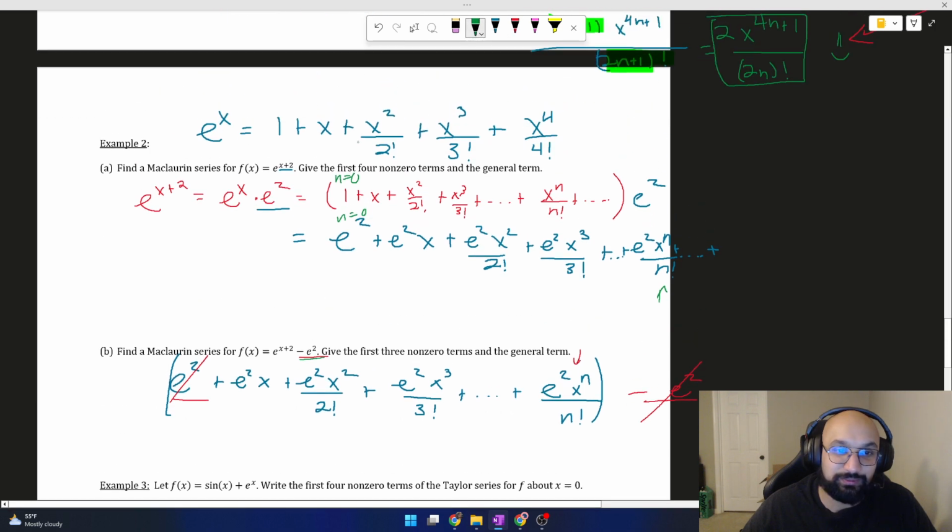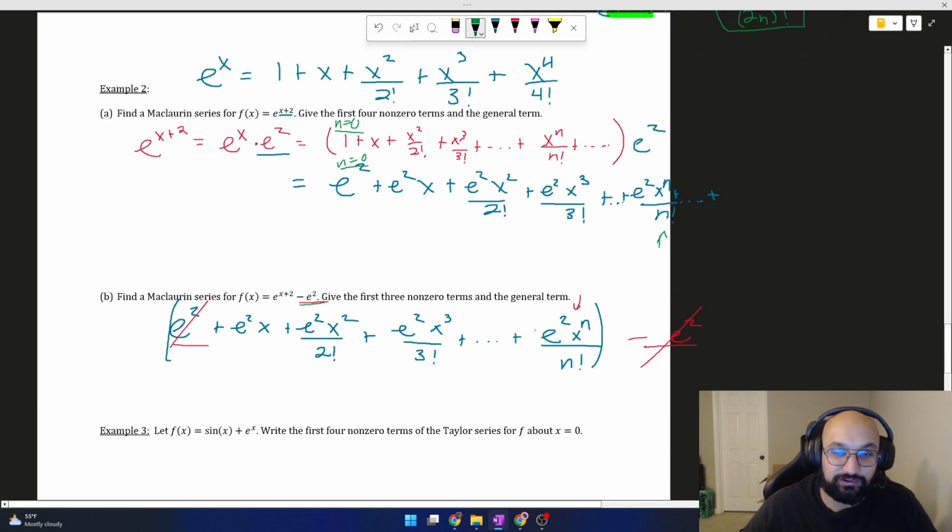And the answer goes back to this. These guys started off n as 0. We just eliminated the n as 0 term. So this formula is correct as long as we state that n starts at 1.